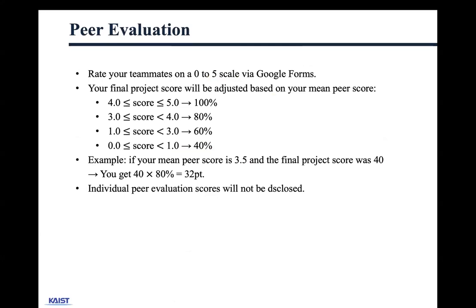Also, after the final project evaluation, we will rate your own teammates on a 0 to 5 scale via Google Forms. Your final project score will be adjusted based on your mean peer score. So let's assume that your mean score was 3.5 from the peer review and the final project score was 40 in total, then you would get 32 points total. Individual peer evaluations will be conducted independently and will not be disclosed.